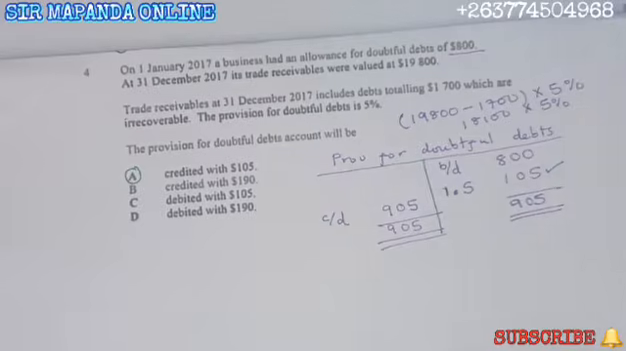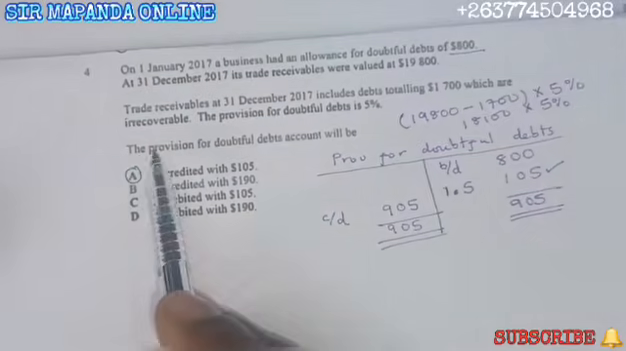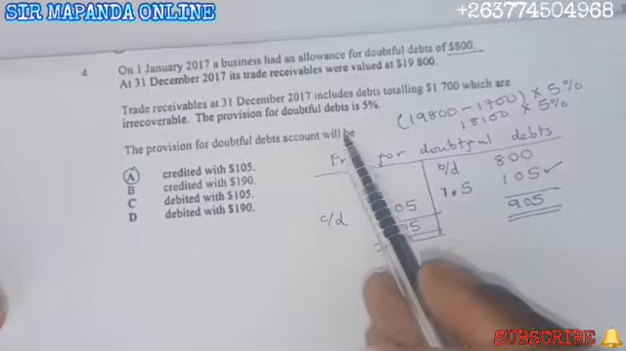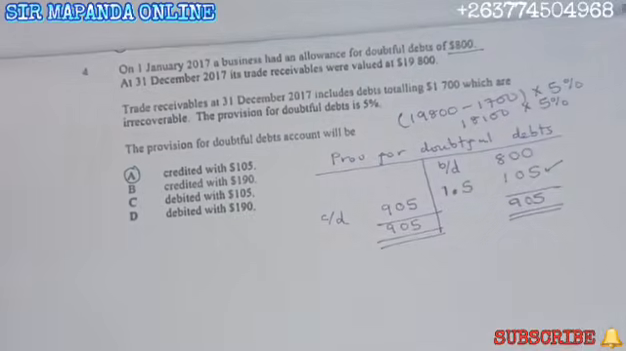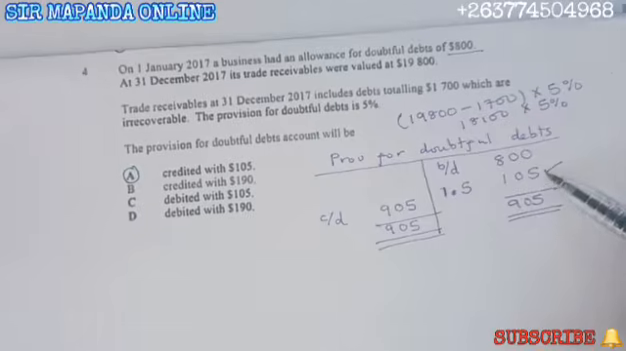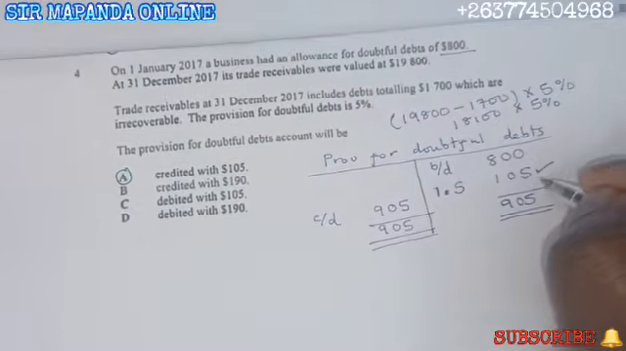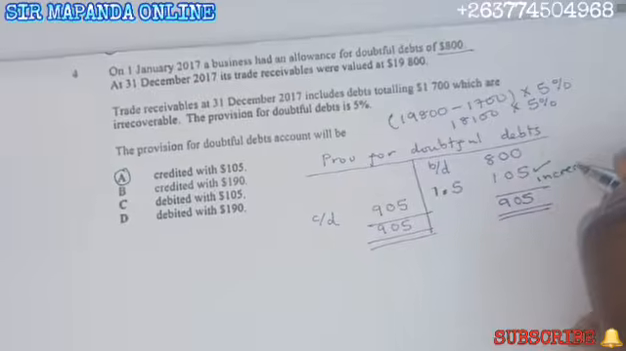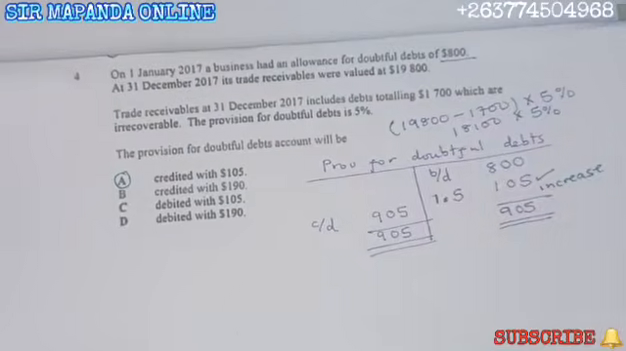I hope you are following. But this question may come as the income statement account will be. If it comes like income statement account will be, your answer will be C. Why? Because if income statement appears on the credit side of the provision for doubtful debts, it reflects increase in provision for doubtful debts. So increase in provision for doubtful debts denotes expenses. Therefore, income statement will be debited by 105.